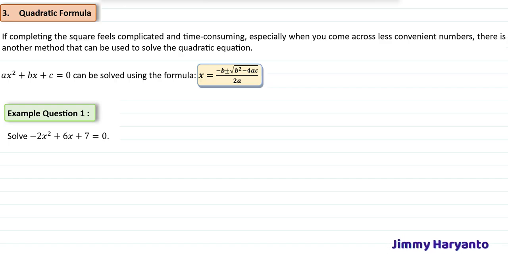If the completing square is hard enough to do, you can do quadratic formula. Yeah, but completing square also important because it will be used in another chapters besides this. Yeah, so you still have to know how to complete the square. If the completing square feels complicated and time consuming, especially when you come across less convenient numbers, let's say the numbers is so bad, that means I suggest you to use this quadratic formula. So x equals to negative b plus minus square root of b square minus 4ac over 2a.